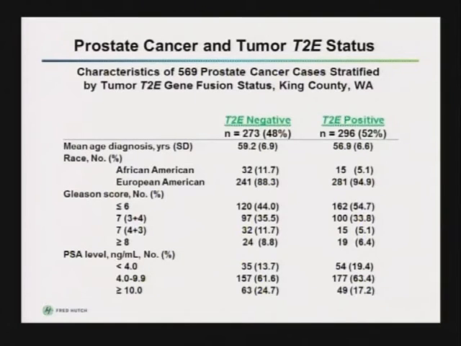at the time of diagnosis compared to patients that didn't have the fusion protein. In addition, the patients that had T2E positive tumors were more likely to be of European ancestry as opposed to African ancestry. The tumors in these patients that had the fusion positive evidence also tended to have lower Gleason scores, and the patients tended to have lower PSA levels at the time of diagnosis.